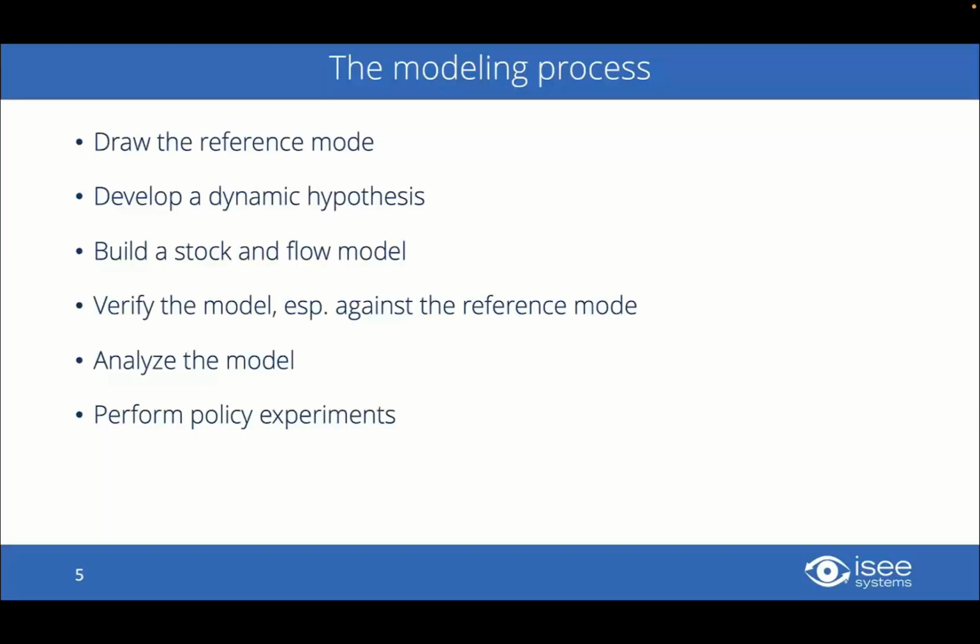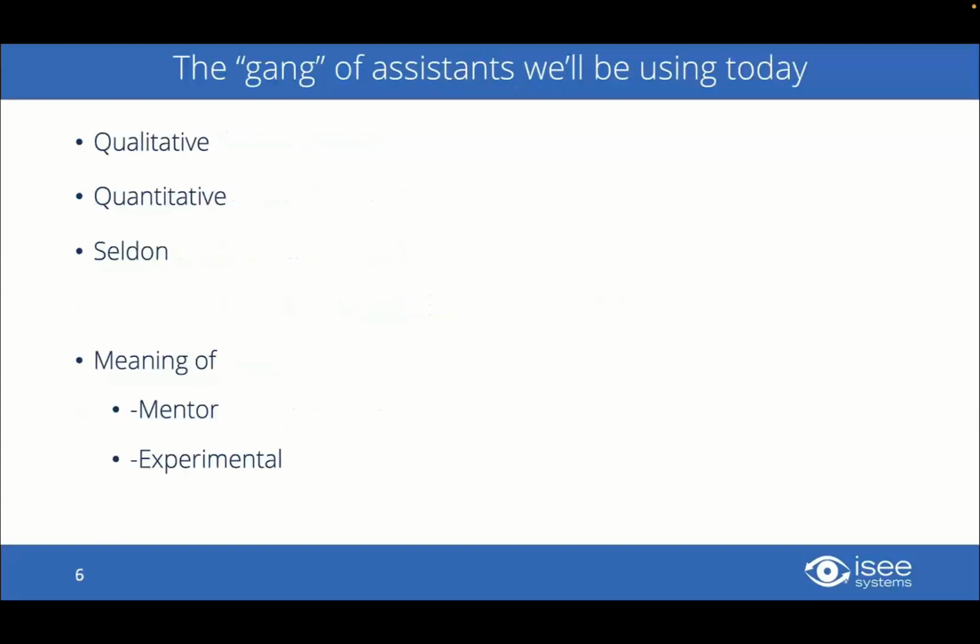Now, I've presented the method here as very linear, but those of you with experience know that it is highly iterative. Oftentimes, as you start building a model, you start making changes to your dynamic hypothesis that then cause you to build different structure in your model. When you go to verify the model against the reference mode, you might find problems that change your dynamic hypothesis that then change the stock and flow model. Likewise, when you analyze, you might learn something new that may even cause you to do something back at the reference mode stage. So we're going to talk about how AI can be used in each one of these stages to help you along and save you a little bit of time or help you do that much better of a job.